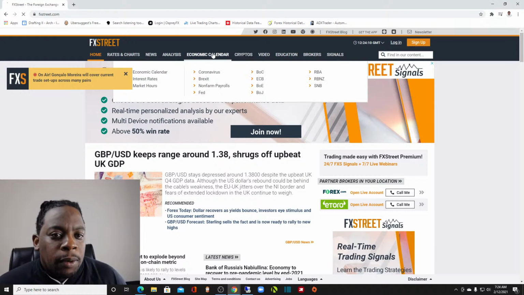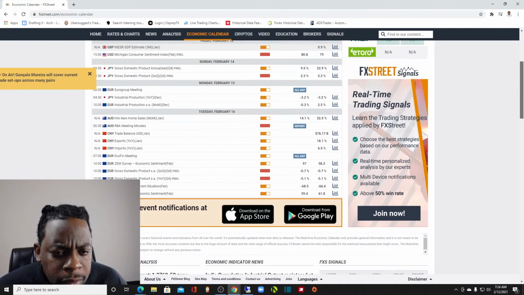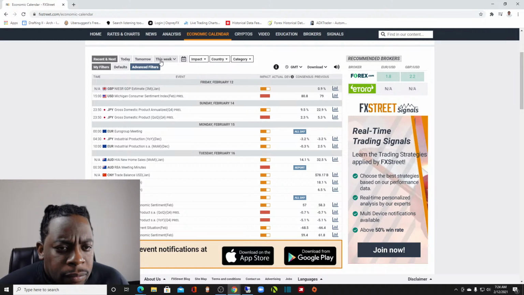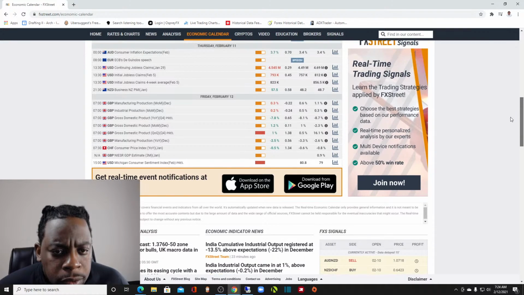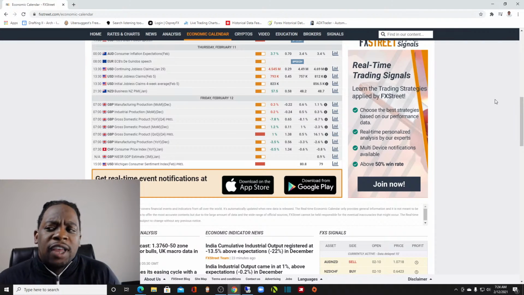So here we go. Economic calendar. Let's take a look at what's happening today. Today, what we're going to see is that there's really no information happening. Oh, there it is. Let's see, only one on the look at this week. Here we go. Most of the information has already happened. The GDP that came out was 1% for the pound. It was actually pretty good.